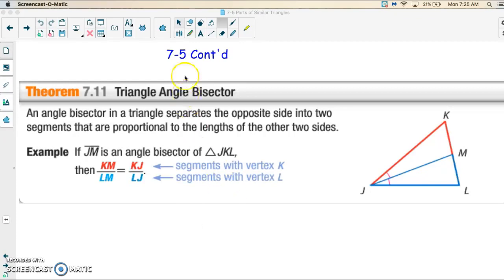So if you want to take a moment to pause the video and write this down, what this is saying is the segments that the angle bisector creates are proportional to the sides. So KM over LM is proportional to KJ over LJ. So go ahead and take a moment to write that down. Very similar to what we've seen in the last video.